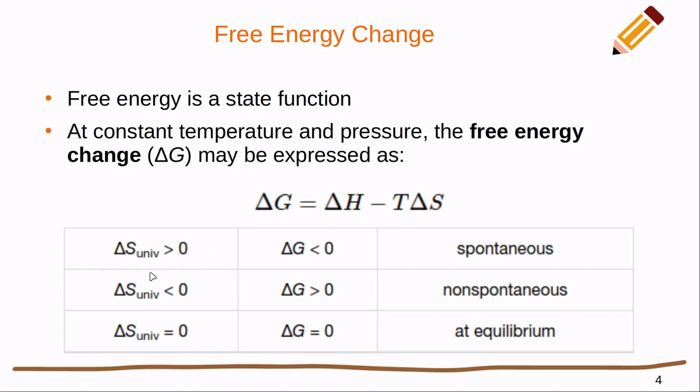And it will have this same relationship with the entropy of the universe. Where spontaneous reactions had a positive change in the entropy of the universe, we're going to have a negative delta G. So negative delta G's are for spontaneous reactions. Similarly, we're going to have a reverse relationship here. When the entropy of the universe goes down, delta G is positive. So when we have a positive delta G, it's a non-spontaneous reaction. And they're both going to be zero at equilibrium.